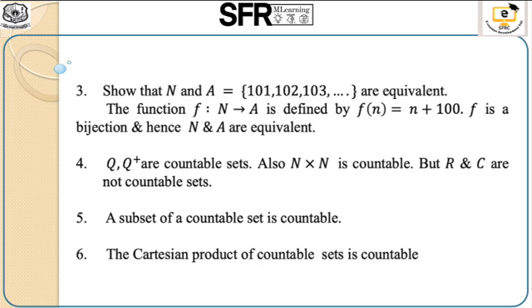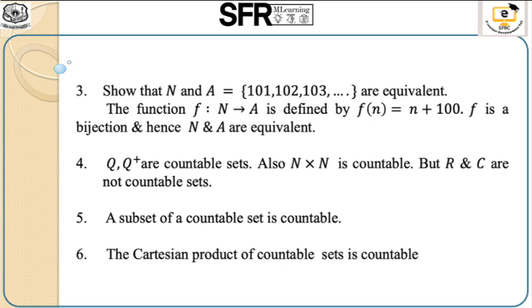Therefore, the map is clearly a bijective map. Therefore, the sets n and A are equivalent. In other words, we can say that set A is countably infinite. Similarly, we can prove some more results, that means some other properties of countable sets.